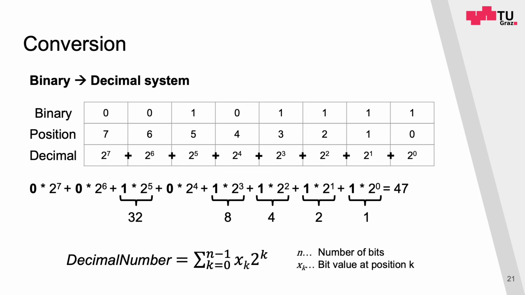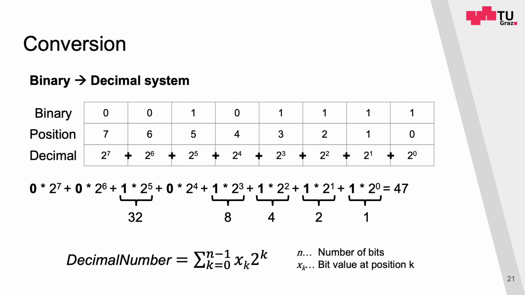And here is the formula for the calculation. To get the decimal number, we just need to build the sum from k equals 0 to n minus 1, which is the position, of x_k times 2 to the power of k, where x_k is the bit value at position k, and n is the number of bits which we have. In this case we had 8 bits.